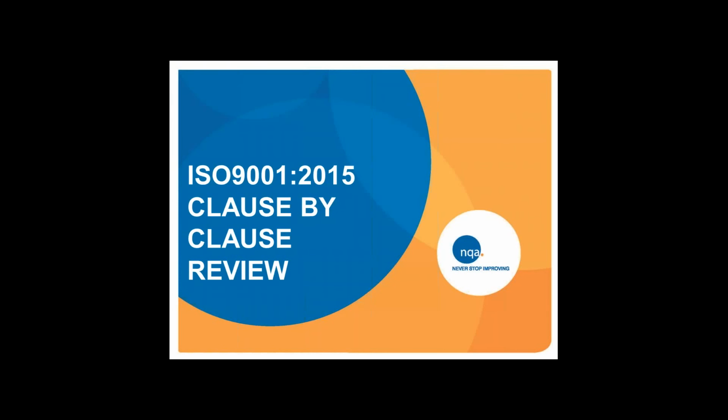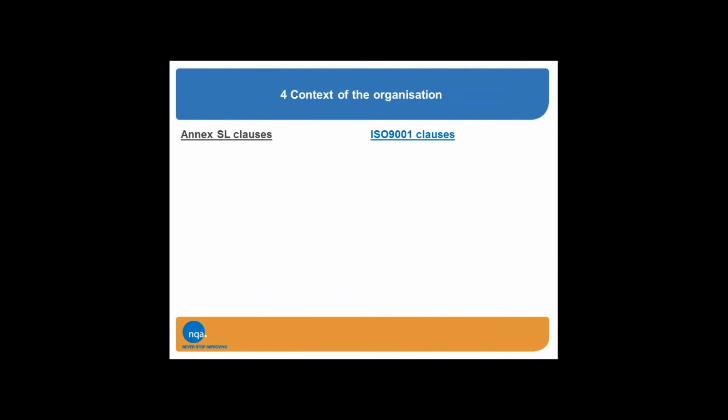So we'll do a clause-by-clause review of those auditable clauses that I mentioned. We're not going to do this in great detail. I'm going to highlight the important, significant changes, and of course you can always read the detail in the standard itself. So starting with context of the organization, the way I'm presenting this slide, on the left-hand side we have the Annex SL clauses, and on the right-hand side the clauses specific to 9001.